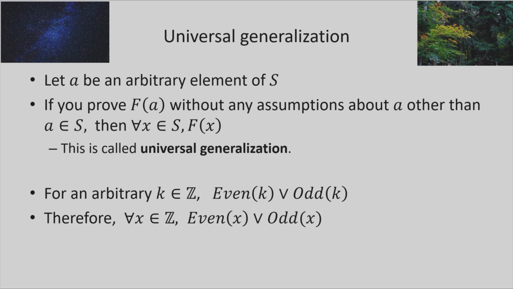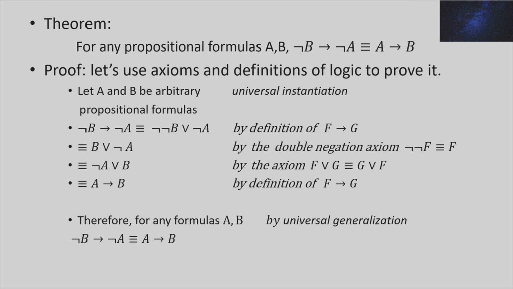Now that you proved it, you can conclude, because k was absolutely arbitrary, I assumed nothing about it, that for every integer, it's either even or odd. So now that we have this language of universal and existential instantiation and generalization, let's go ahead and prove a little theorem. And again, as we're going over it, it's really not about what the theorem is saying, it's about the structure of the proof that we are trying to figure out.